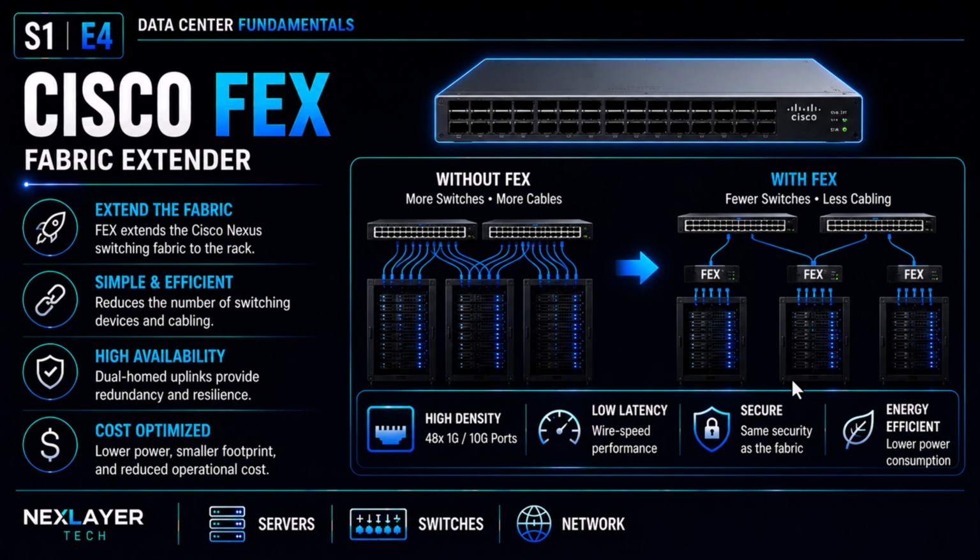Cisco FEX means Fabric Extender. A FEX looks like a small access switch in the rack, but logically it works like a remote line card of a parent Nexus switch. The parent switch provides the control and management. This means engineers can get rack-level connectivity while still managing the environment from the parent switch.